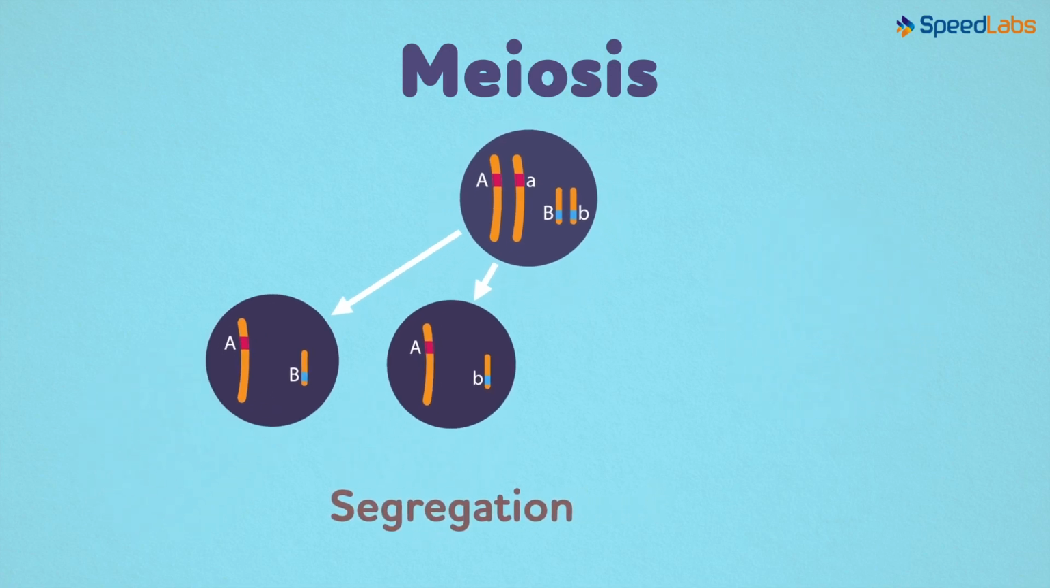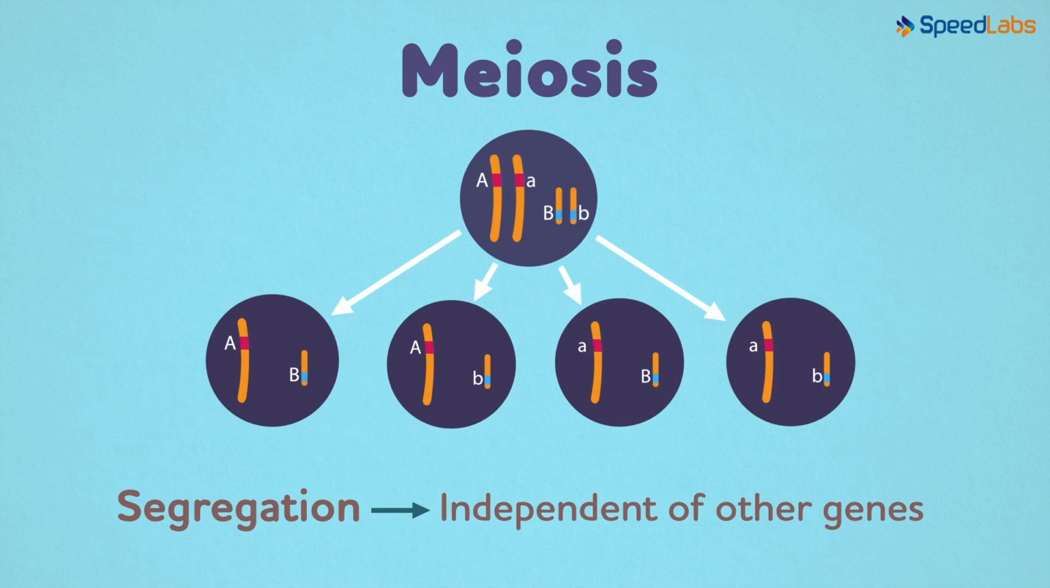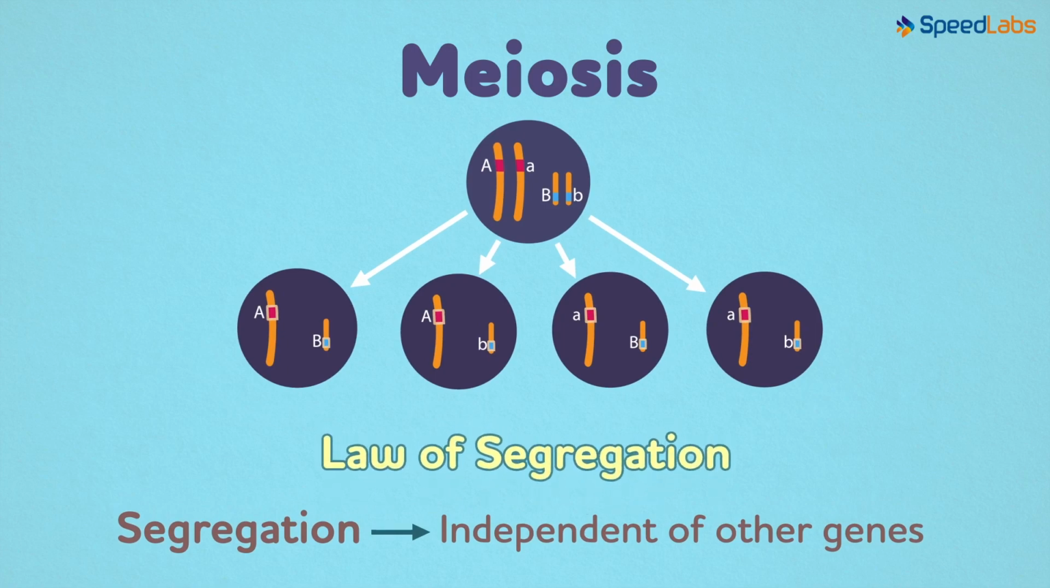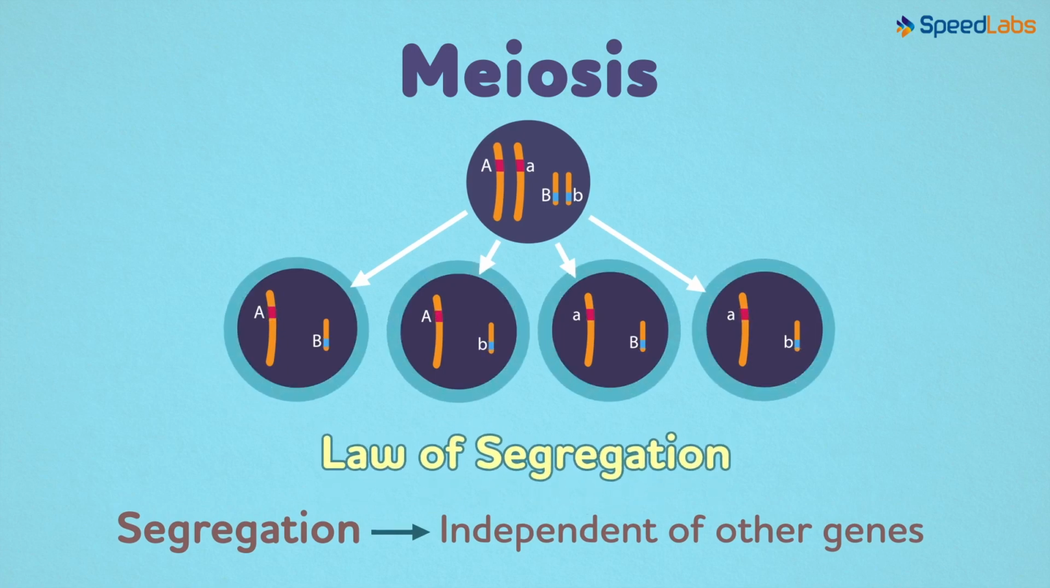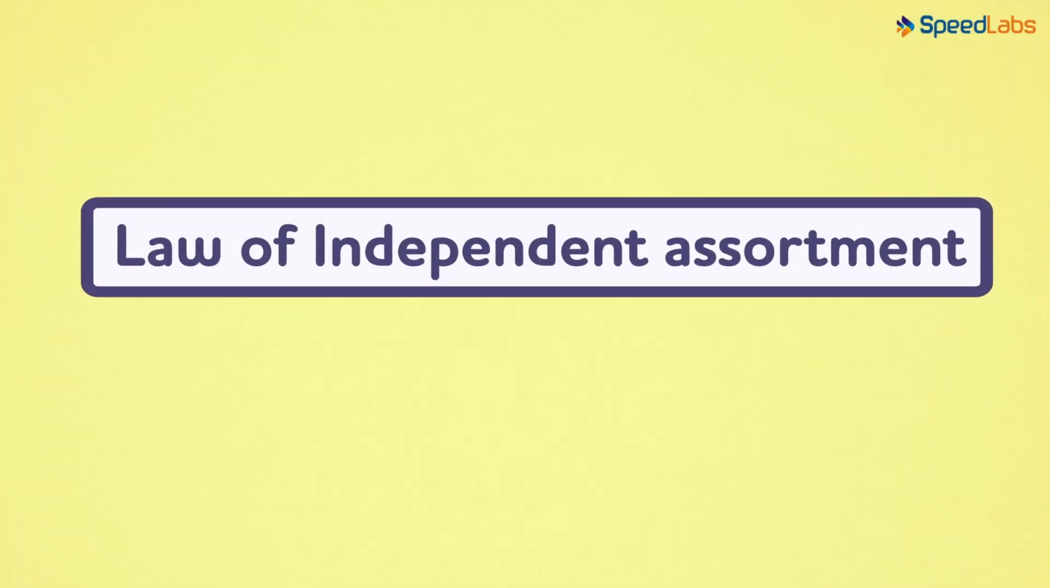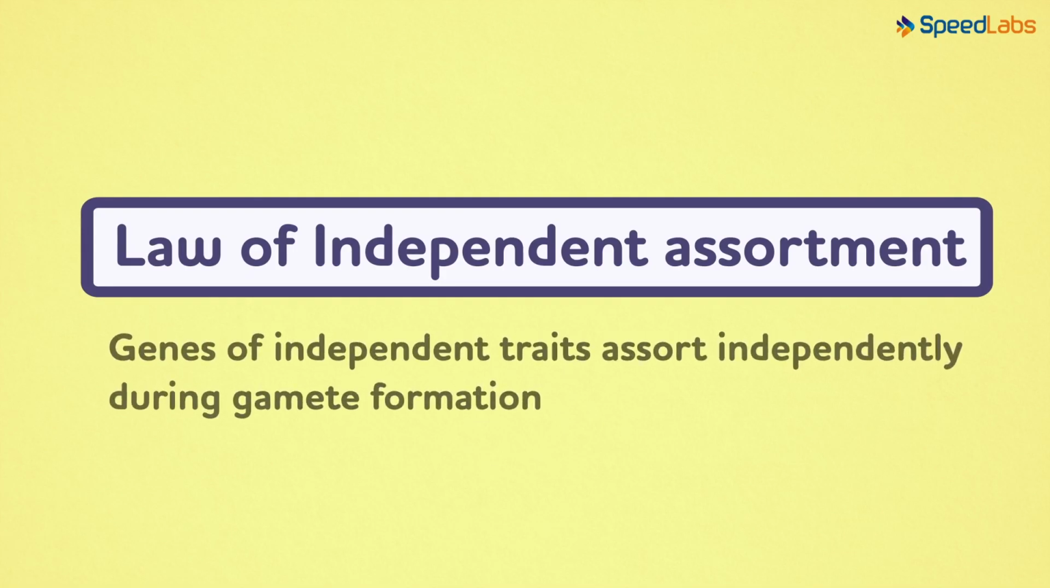The segregation is independent of the other genes. You heard me right. The genes get assorted is what we know from the law of segregation. But they segregate independent of each other is what the next law tells us. The law is called the law of independent assortment. The law states that genes of independent traits assort independently during gamete formation.